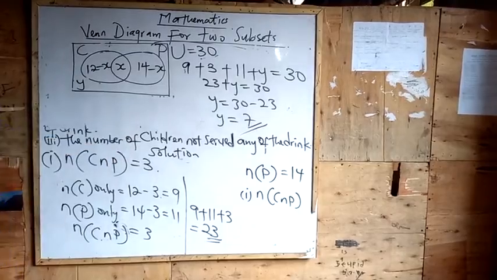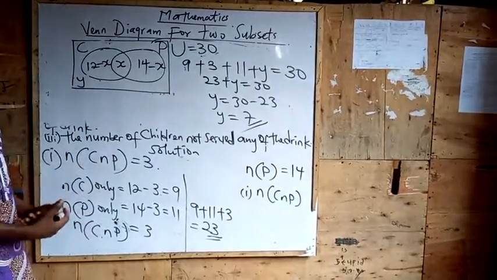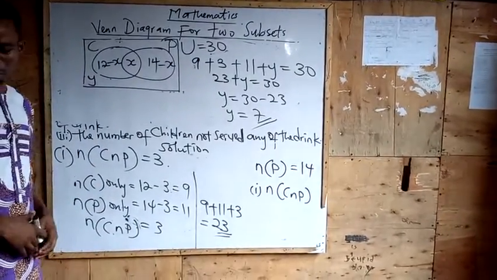Now, let's take another 2 more examples under this subset, and I believe it is going to be clear to us.